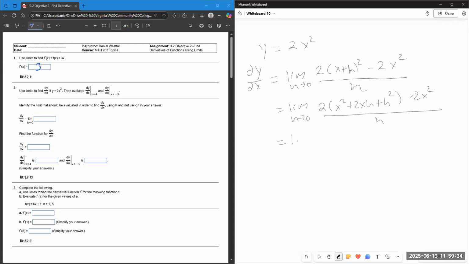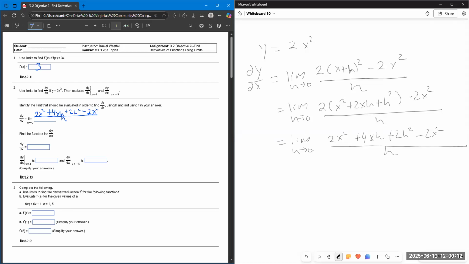To become, as h goes to 0, 2x squared plus 4xh plus 2h squared minus 2x squared over h. Yeah, that's what they want for this box. So 2x squared plus 4xh plus 2h squared minus 2x squared over h.